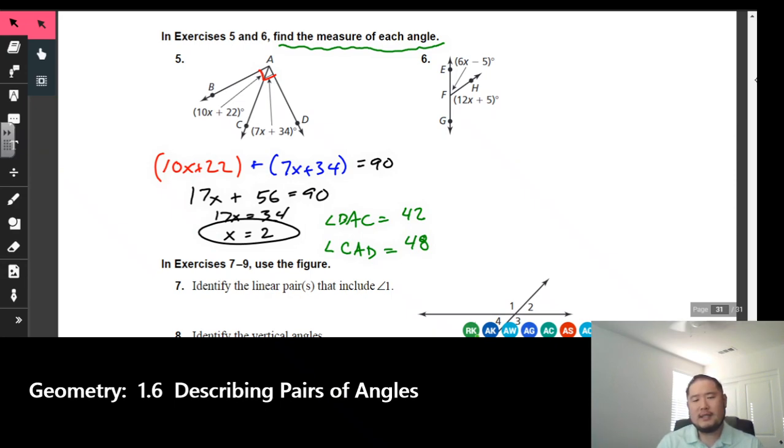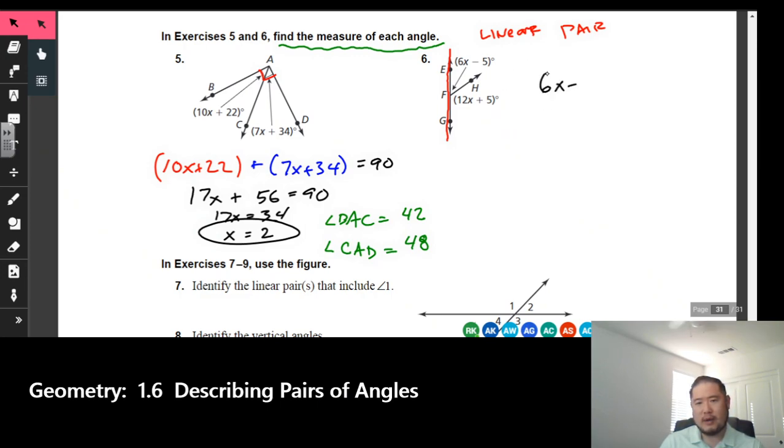For number 6, I'll start you off right here. These two angles happen to be, what do we call this? If we see a line like that, they are a linear pair. And remember, linear pairs add up to 180. So let's take a look. Let's take 2 of the equations, or the angles.